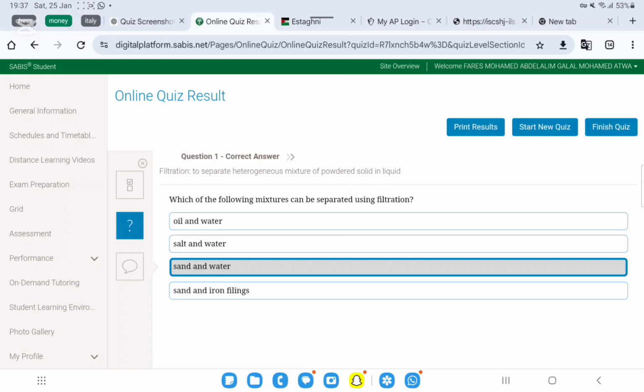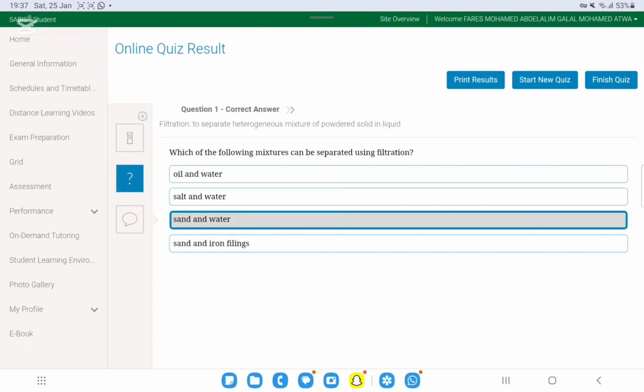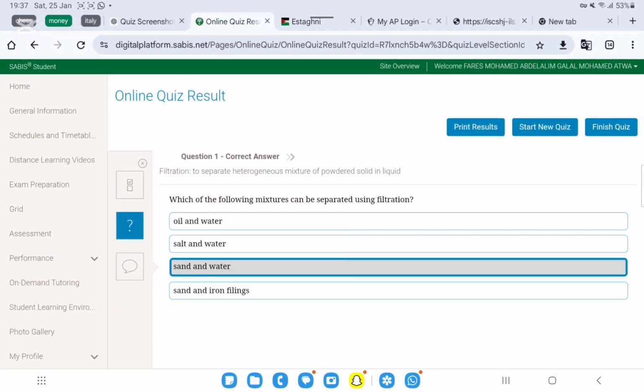We know filtration is used when we have an insoluble solid and a liquid. Oil and water, these two are liquids that can be dissolved in each other. Salt dissolves in water, so we don't use filtration. Sand and water, sand doesn't dissolve in water, so we use filtration for this one. And sand and iron filings, it's both solids, so we don't use filtration.